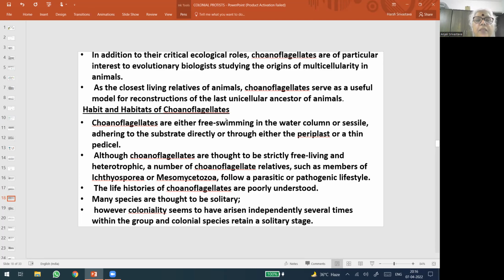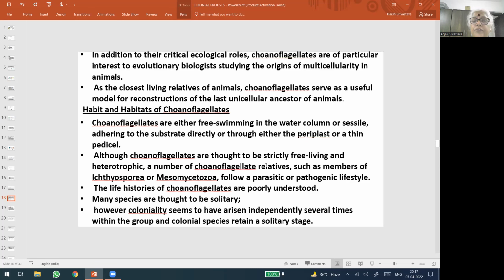Now, their habits and habitats: choanoflagellates are either free swimming in the water column or sessile, adhering to the substrate directly or through either the periblast or a thin pedicel. If they are sessile, they live adhered through a pedicel or a periblast-like structure; otherwise they are free swimming pelagic forms also.